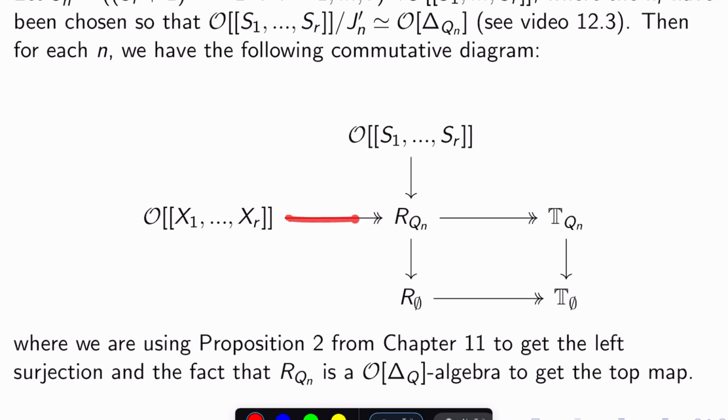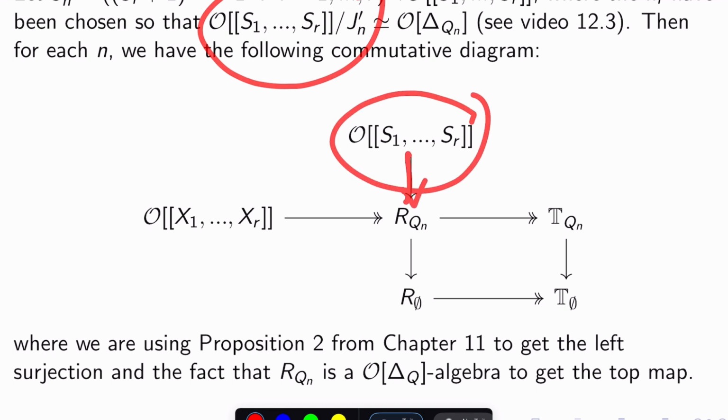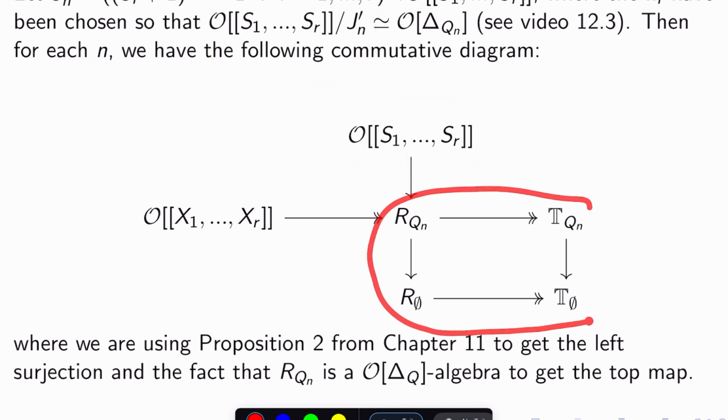Where are we getting this left surjection from here? This is from chapter 11. We talked about this. And then where are we getting this top map from? Well, remember, R_{Q_n} is an O[Delta_Q] algebra, but O[Delta_{Q_n}] is isomorphic to a quotient of this guy. So that's why this map exists. Okay, and then these maps we've already known about for a while, right? So we have all these maps.